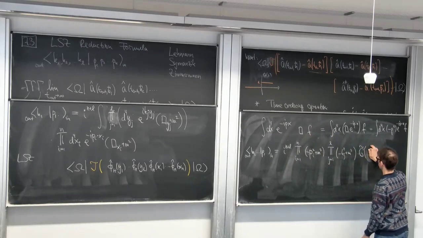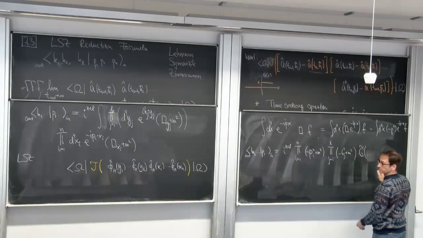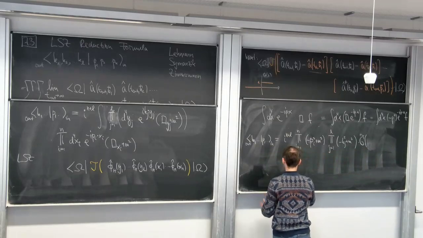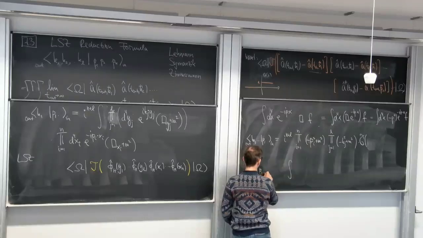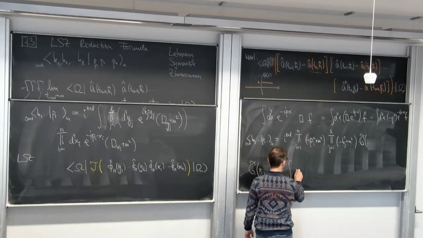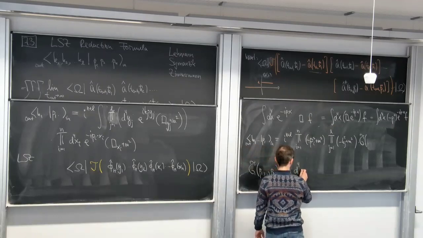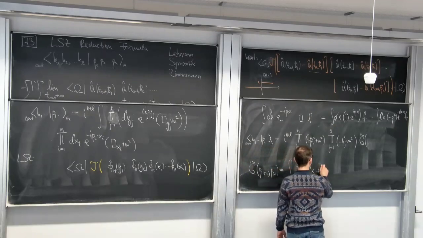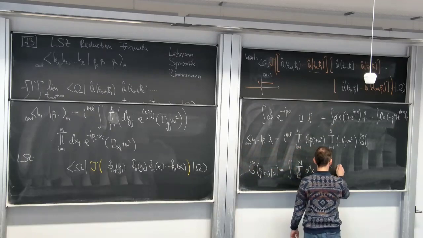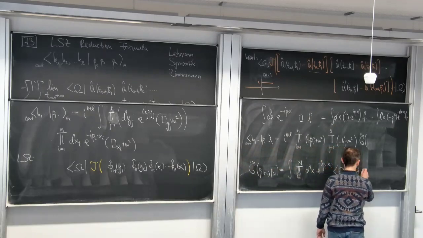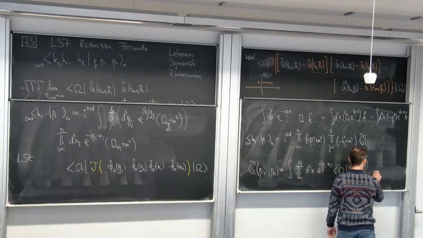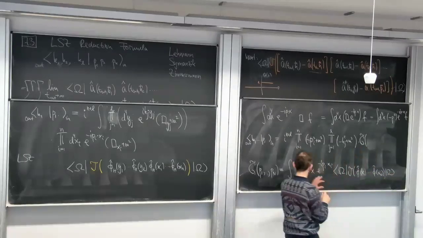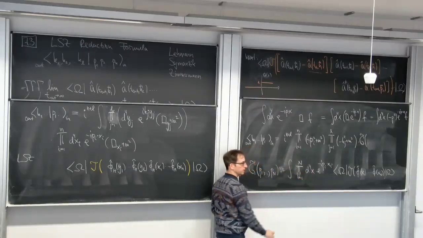I call this, what is it? If we define G tilde of p1 to pn as the integral d4x, product from 1 to n, of e to the minus i pi times xi, of the vacuum expectation value of the time ordered phi x1 to phi xn. If you find this thing, this is now a definition. This is the Fourier transform of this time ordered correlation function.